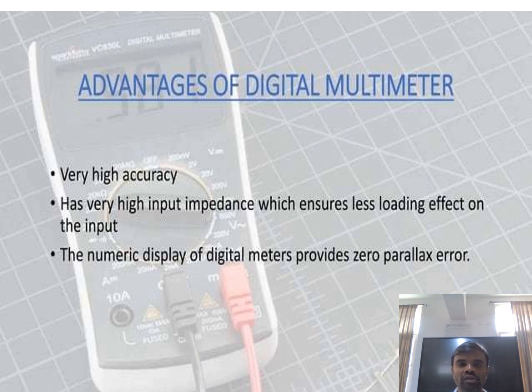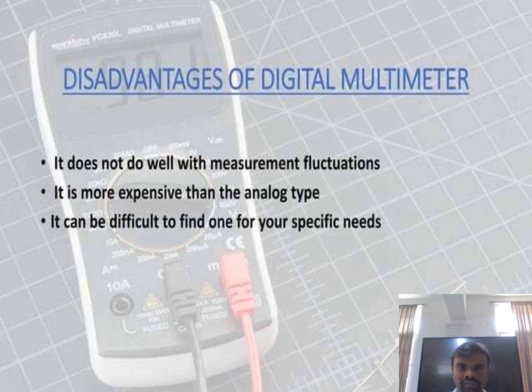So these are a few advantages of a digital multimeter. They have very high accuracy. They have very high input impedance, so that we can avoid the loading effect. The numerical display is also used for avoiding the zero parallax error.